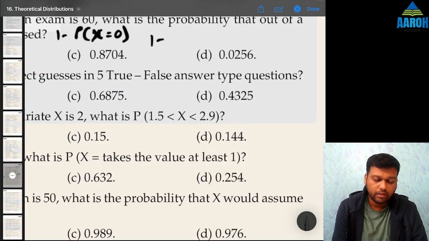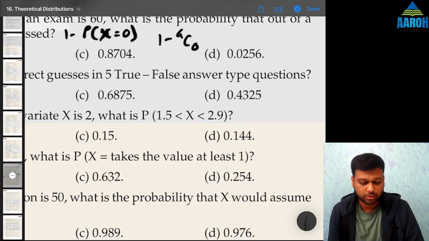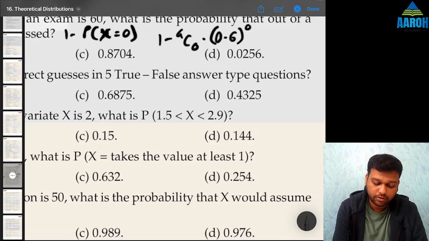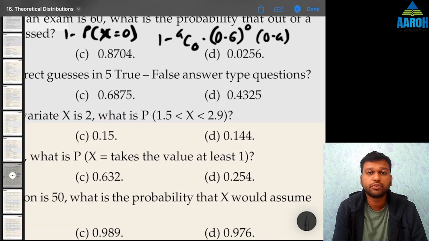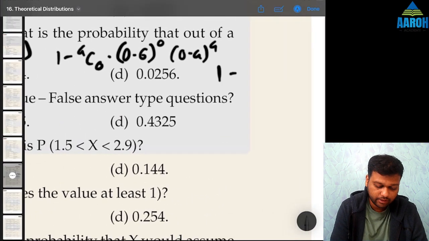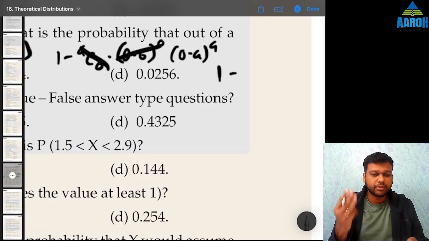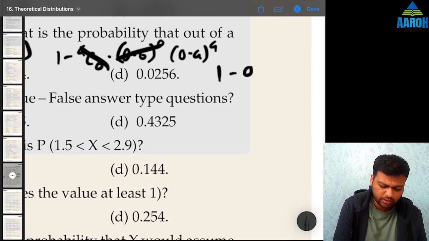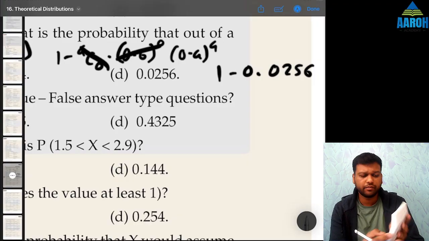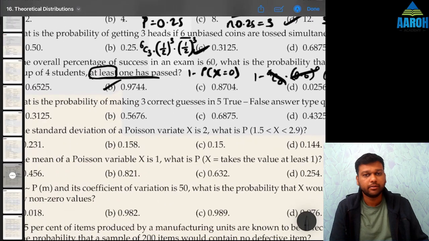So 1 minus, what is n? 4 students. C, x is 0 because we want 0 students passing. Into the probability of success, P is 0.6 raised to 0 students, into 0.4 raised to 4 minus 0, that is 4 students. So this will be what? 1 minus, this is 1, this is 1. 0.4 raised to 4 is how much? 0.4 into 3 times equal to sign, 1, 2, 3. So that is 0.0256. Instead of writing it on the calculator, just do 0.0256 minus 1, that's it. So 0.9744 will be the answer, which is option B.